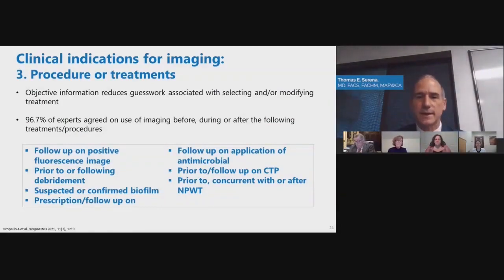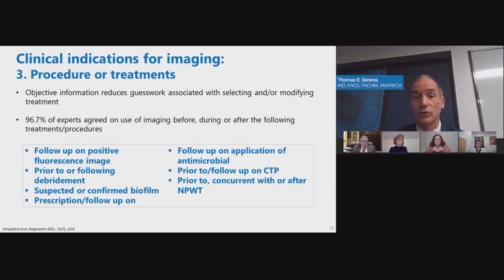Everyone agreed on the use of imaging before, during, or after the following treatment procedures. If you have a positive image, you should follow up. I think we've seen that from the panelists and the cases that have been presented. Prior to or following debridement, and we saw that video. We saw Jenny's slide: after you do debridement, you may or may not have removed all the bacteria. It helps you in your treatment decision making.